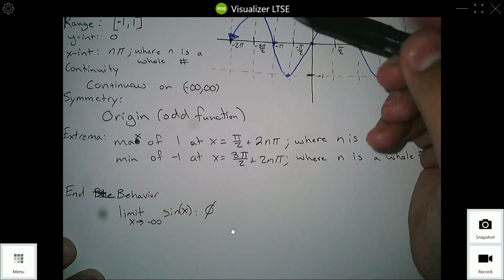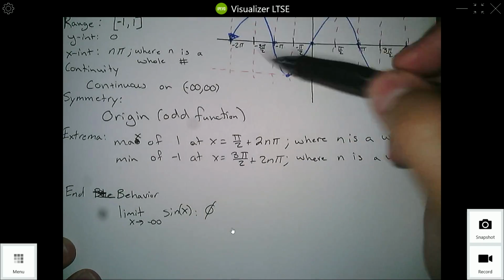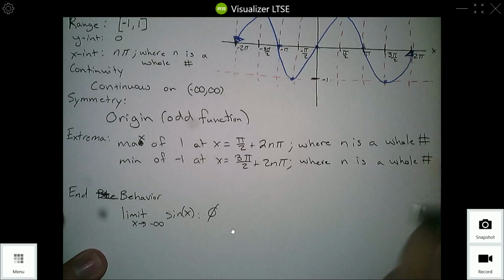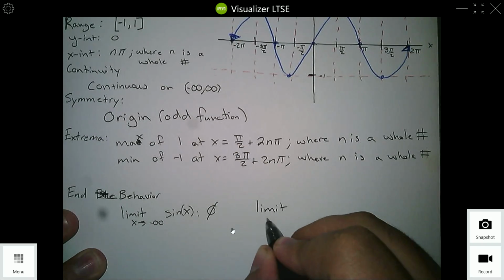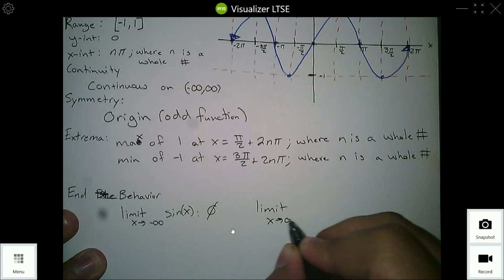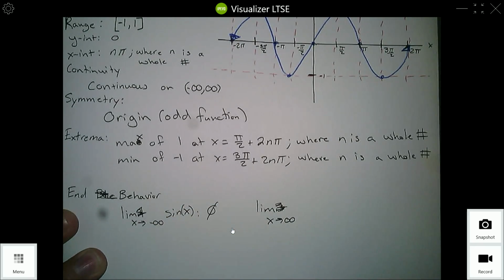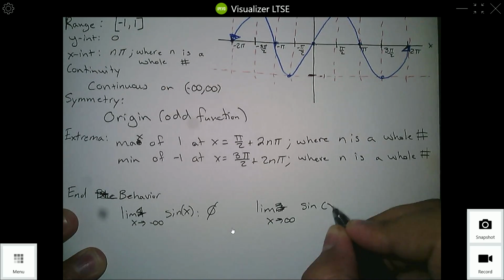It doesn't approach any values because this is just going to keep oscillating. It's going to keep going up and down. It doesn't go to one point, or head off in one direction and go to infinity. Then we do the next side. The limit as x approaches, and I just put an abbreviation, you can put lim. That's how you do limit. As x approaches infinity of sine x.